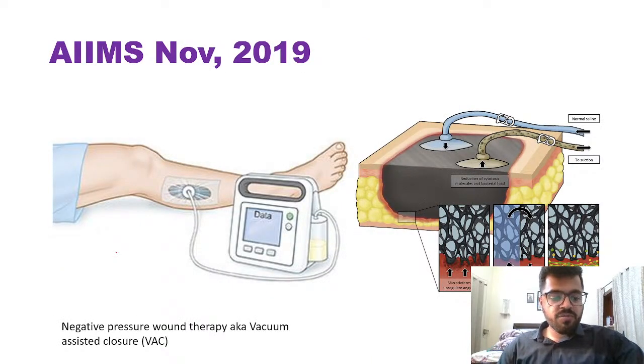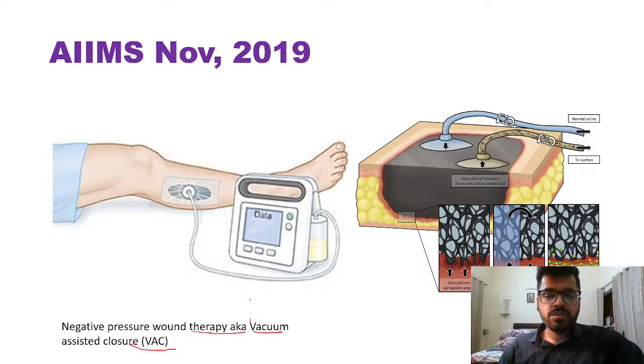This is negative pressure wound therapy. It is also known as VAC, vacuum assisted closure. So negative pressure is applied on the wound surface, which leads to upregulation of angiogenesis, and moist environment, which leads to increased healing, and the shearing forces due to the negative pressure lead to the disruption of biofilm.